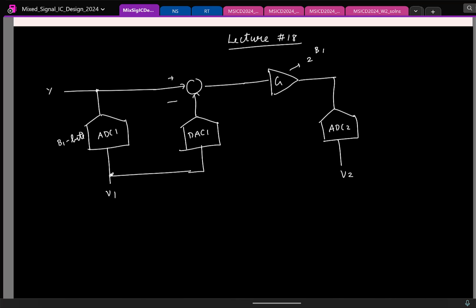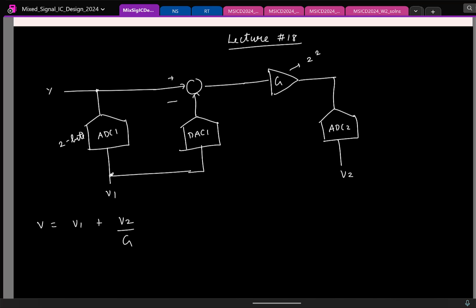2 power B1. And how do you reconstruct the final output? V1 plus V2 upon G. That's how you do, right? So let me take some numbers for simplicity. So let's say this is some 2 bits. So the gain is going to be 2 power 2.